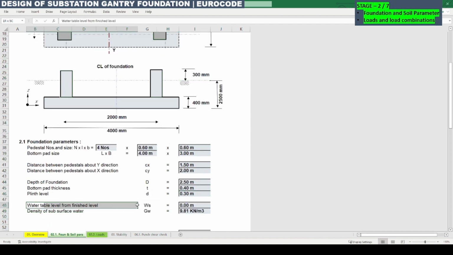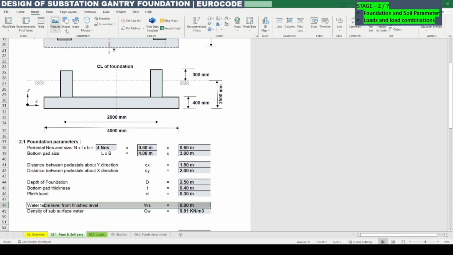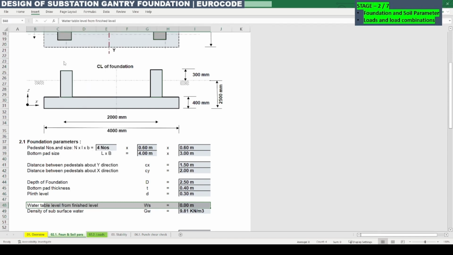Next one is the water table level from finished ground level. So this we need to consider as per the soil report. If it is 0, then the water level is at ground level, so we need to consider the submerged condition for the entire foundation. Suppose this water table level as per the soil report is 0 meter. It means the water level is exactly at ground level.